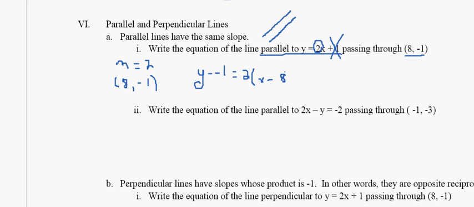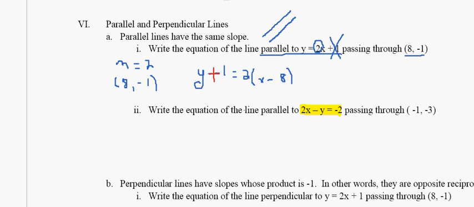I do y minus -1, be careful of those negatives, equals my slope, x minus x1. And again, if you're not told to put it in slope-intercept form, you can leave it here. The only thing you can't leave is your double negative. So make sure you change your minus to a plus.